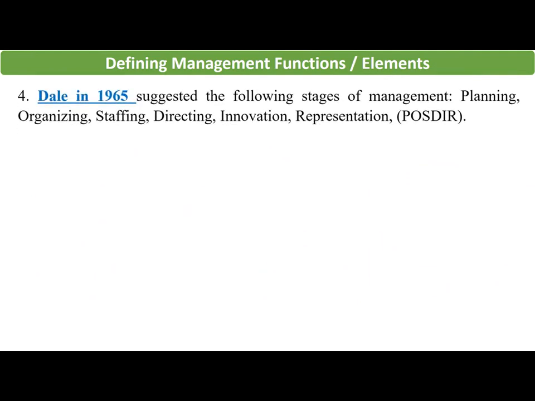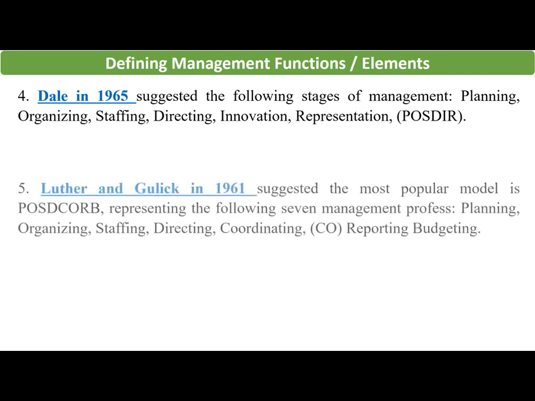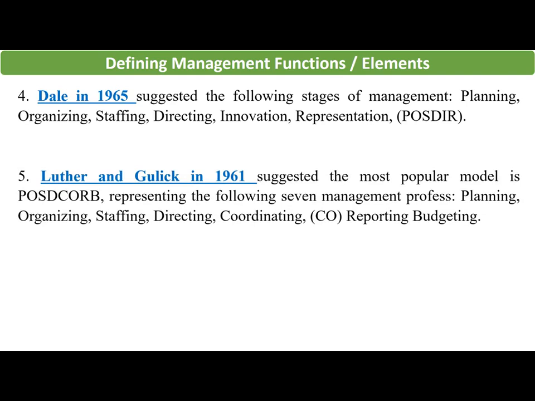The fourth author, Dale in 1965, suggested the following stages of management: planning, organizing, staffing, directing, innovation, and representation. The code for these elements is POSDIR. Then Luther and Gulick in 1961 suggested the most popular model, POSDCORB, representing the following seven management processes: planning, organizing, staffing, directing, coordinating, reporting, budgeting.